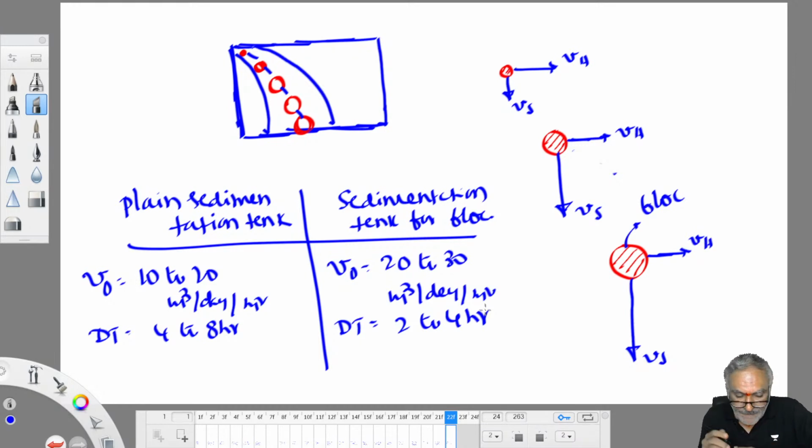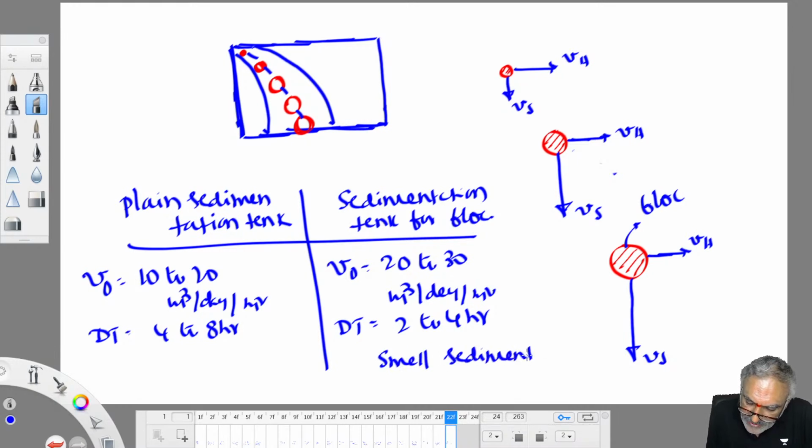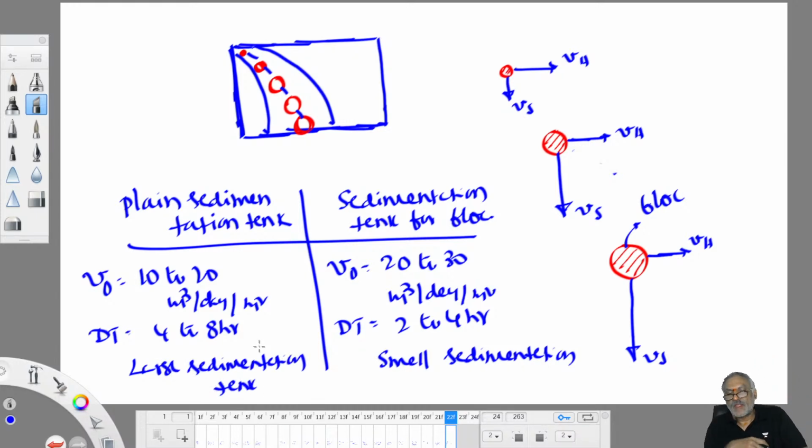This is the advantage of coagulation. So that's how. Size is very small. So small sedimentation tank is sufficient to capture floc. It requires large sedimentation tank to capture suspended particles, because those dimensions matter.